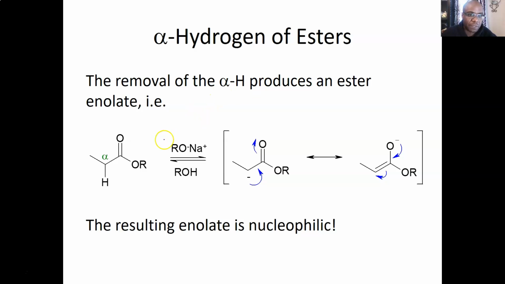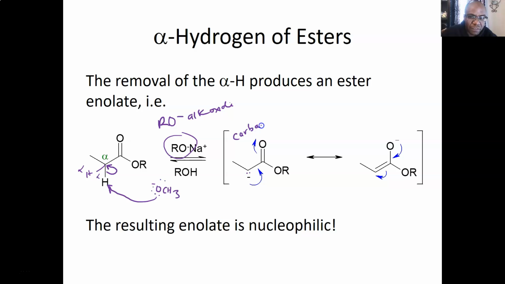So let's describe what's happening. Again, you have an alpha carbon, which is a carbon bound to the carbonyl. These are alpha hydrogens because they are sitting on alpha carbons. So if you have a strong base, let's for example say OCH3 to represent O negative, which is an alkoxide, which is a strong base, this strong base can take out one of the alpha hydrogens. The two electrons that are bound to that hydrogen are donated to the alpha carbon. So you get what we call a carbanion.